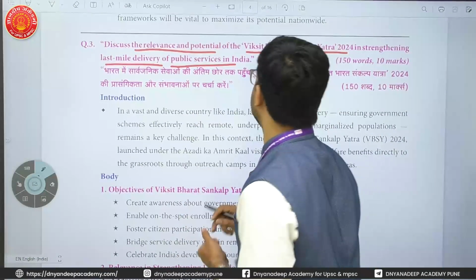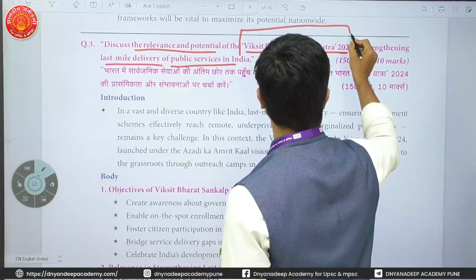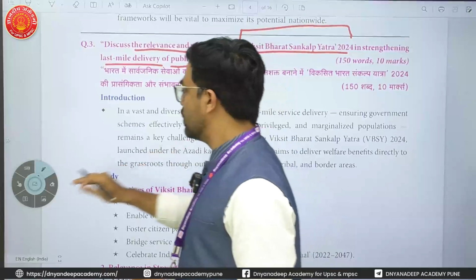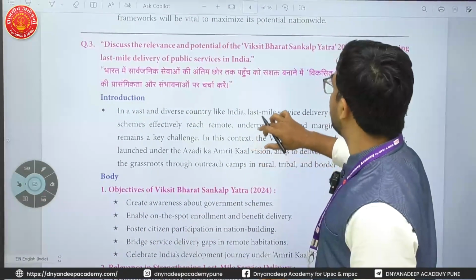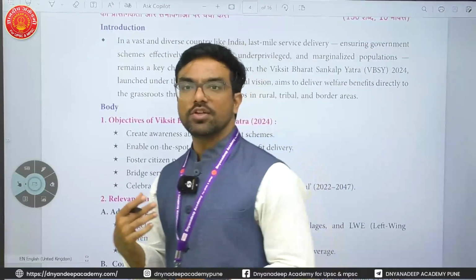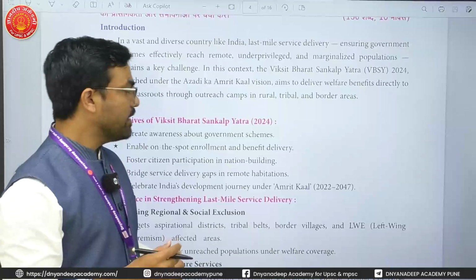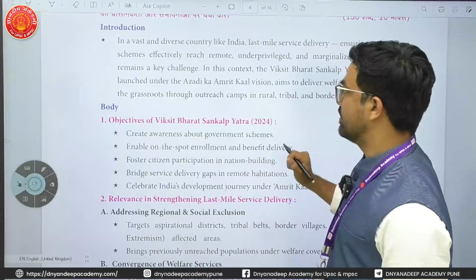So it is asking what the role or relevance of Viksit Bharat Sankalp Yatra is. In the introduction, we have to write what Viksit Bharat Sankalp Yatra is. In the main body, we have to write its objectives, and in the conclusion, evaluate. We have to write challenges also.